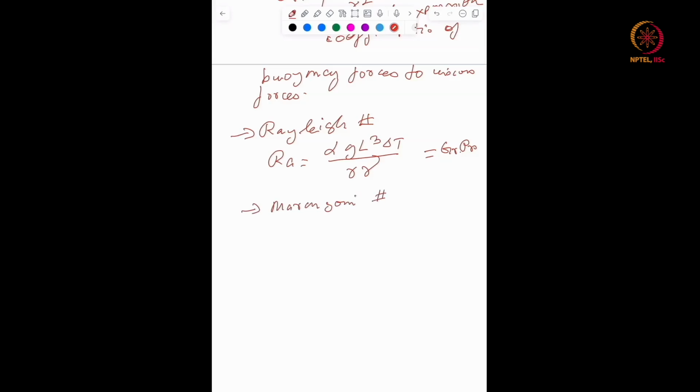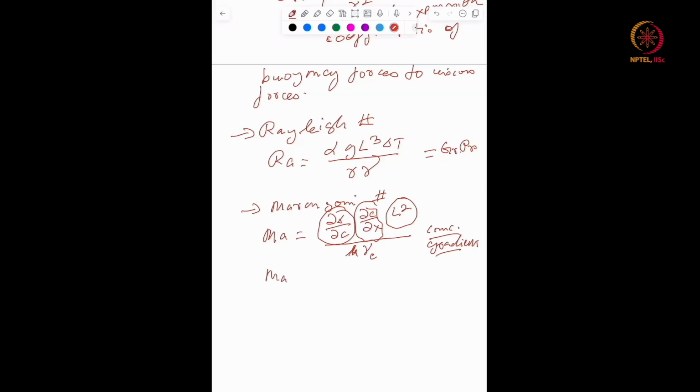The Marangoni number, there are two Marangoni numbers. If you write it as d sigma by dc, and then dc by dx, times L squared, and then you divide it by mu times the diffusivity. So this is for concentration gradients. It is the rate of change of surface tension with composition and the composition gradient across the length. And this is multiplied by the characteristic length scale. So this is for concentration gradients.